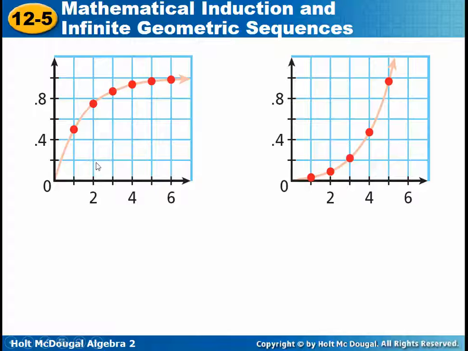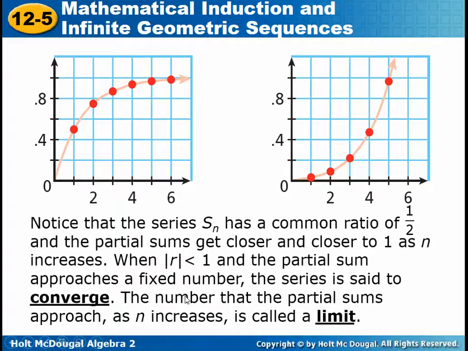Here's an example of the first series, and you can see they're approaching 1. And the second one, it's growing and growing and growing. So when the absolute value of your common ratio is less than 1, then we say that this series converges, and we can actually find the sum of it. It's approaching a limit. You're going to learn a lot more about this in calculus, a little bit in pre-calculus. But a limit is the number that it's approaching. It's kind of like an asymptote.